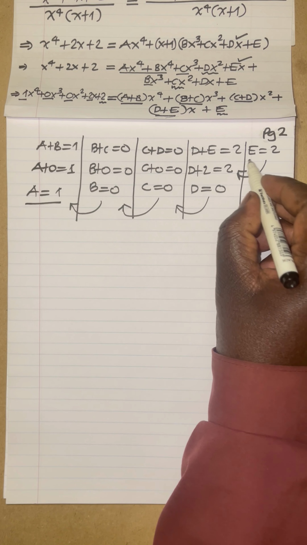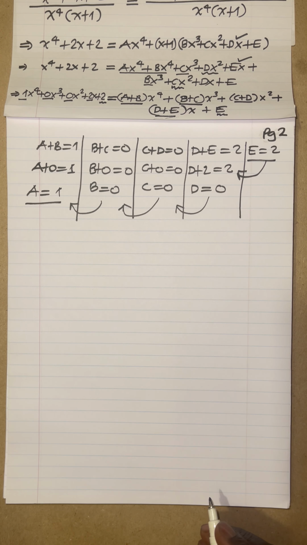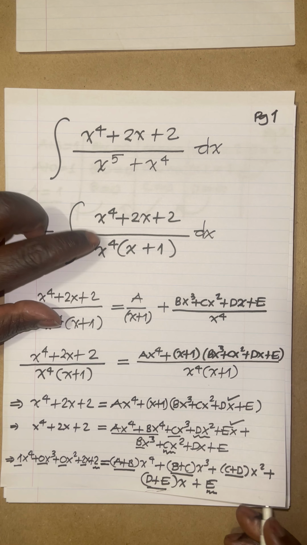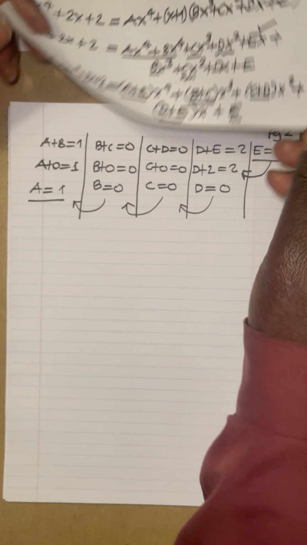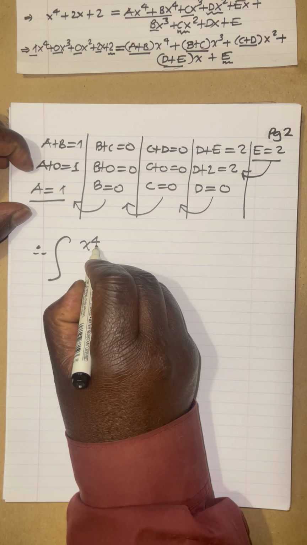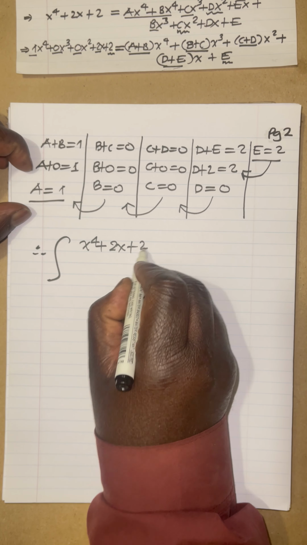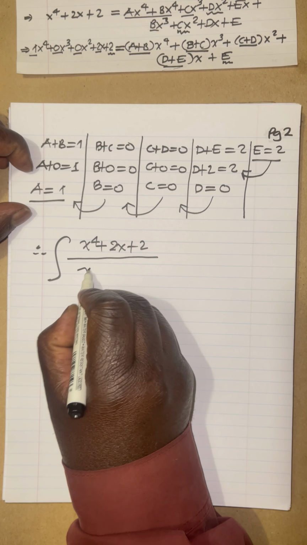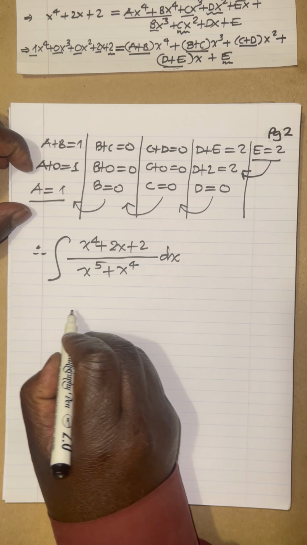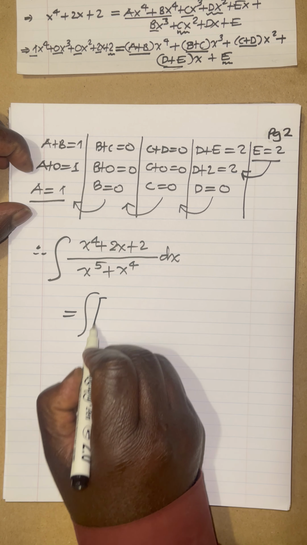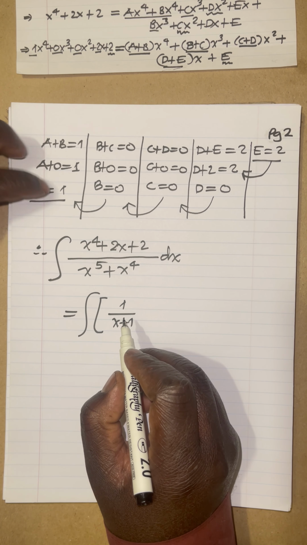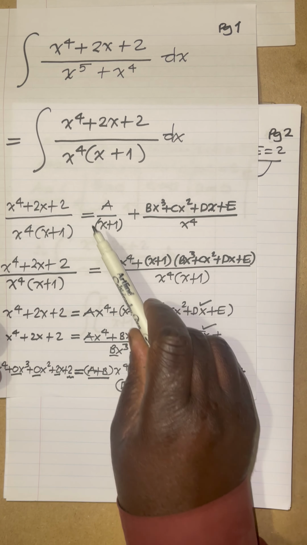So we have two equations that are critical here, a equals 1 and e equals 2. That means our integral is going to be transformed as follows. Therefore, the integral of x power 4 plus 2x plus 2 all over x power 5 plus x power 4 dx is exactly equal to the integral of, watch this now, 1 over x plus 1, because a equals 1. And we're substituting into that place.